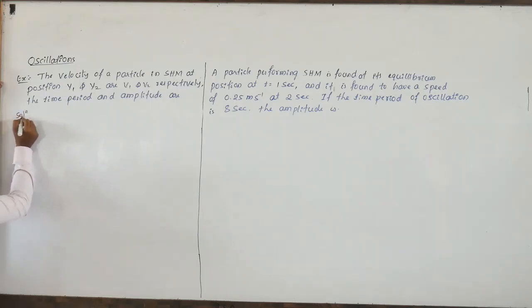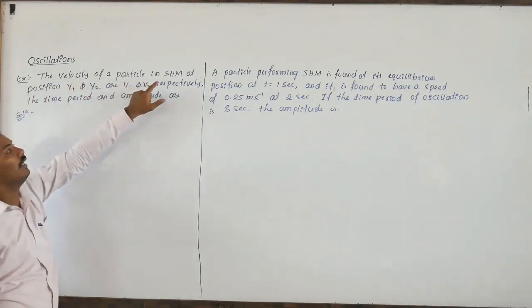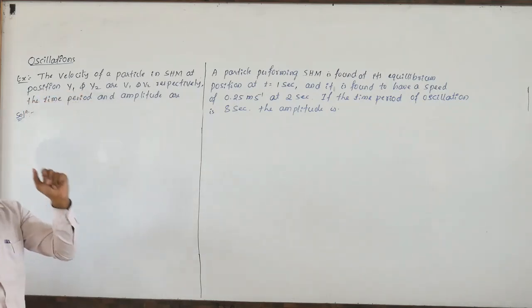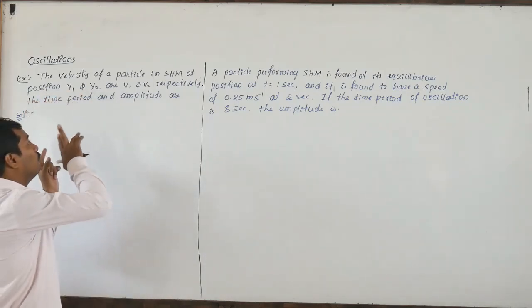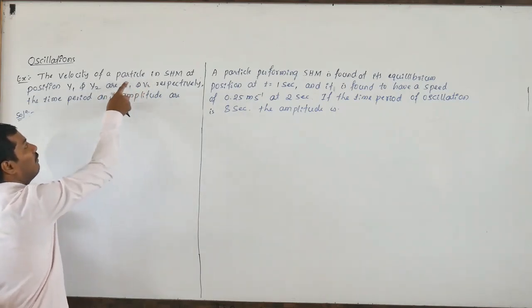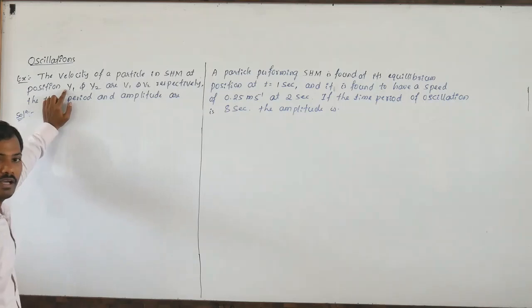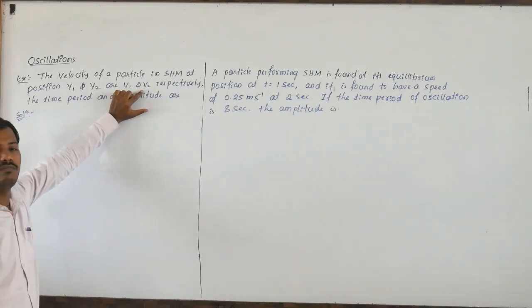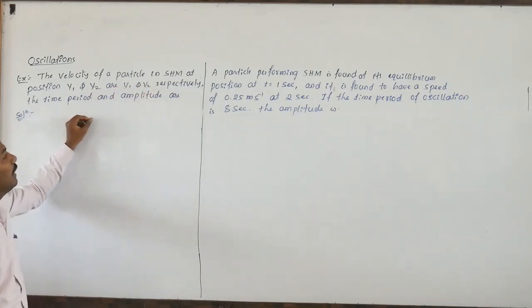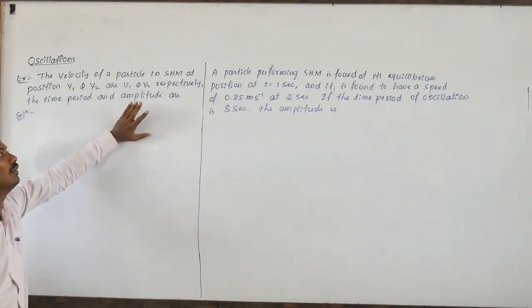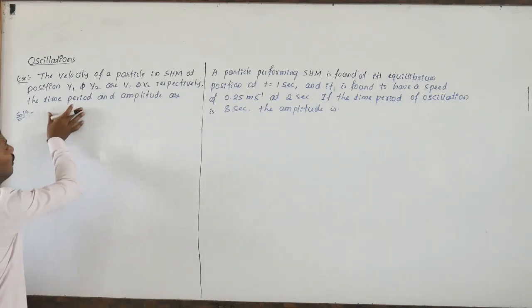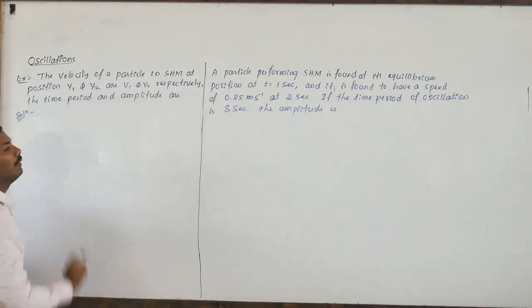Its solution, I'll take here. The first given is the velocity of a particle in a section at positions y1 and y2. There are two positions. At those positions, the velocities are v1 and v2 respectively. At position y1, its velocity is v1. At position y2, the velocity is v2. What is the time period and what is the amplitude of the equation here? We have to find the time period as well as the amplitude.